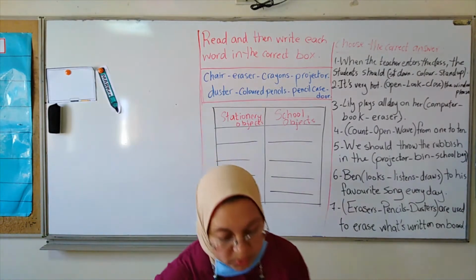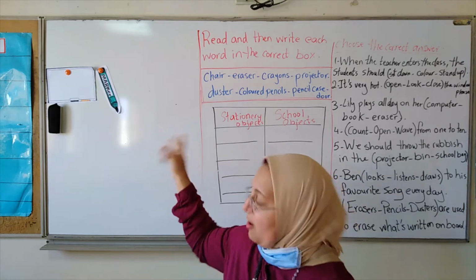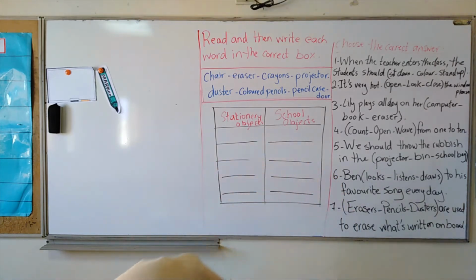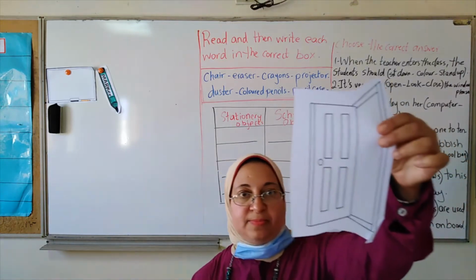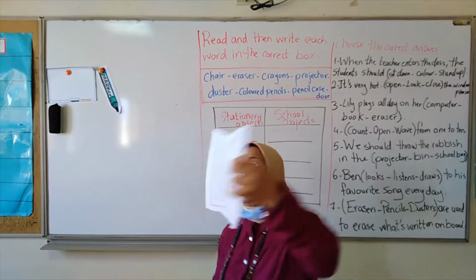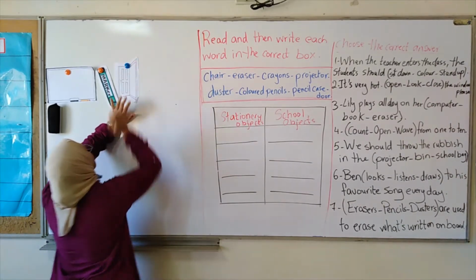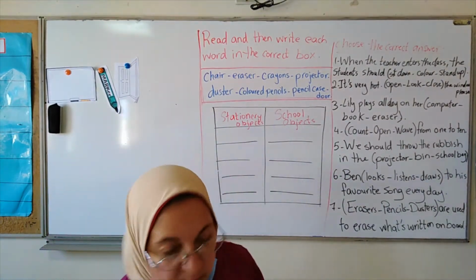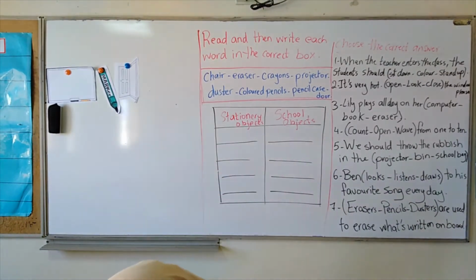We have also, this is the duster we said. I have here the picture of the duster. We have this one. What's this picture for? Door. The door is also in the class. Can you take the door with you when you're going out? Of course not. So it's a school object.